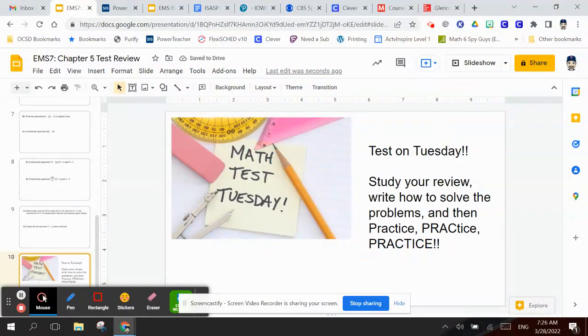Your Chapter 5 math test will be tomorrow. Please study your review. Make sure you go to McGraw-Hill, your math that's on Clever, and look for the red check mark and do those practice quizzes. There are 5 questions for each lesson, and those will help you out. If you have any questions, please make sure you email me. Good luck on your test.